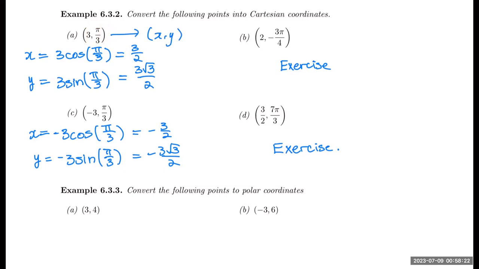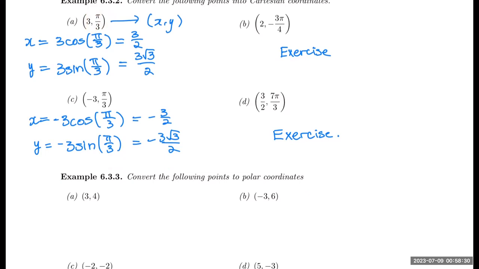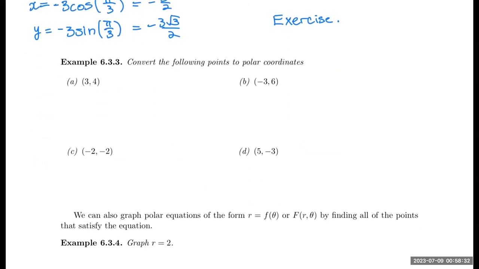So let us do the opposite way, where we convert Cartesian coordinates to polar coordinates. And once again, I'll leave B and D as an exercise, and we will do A and C.